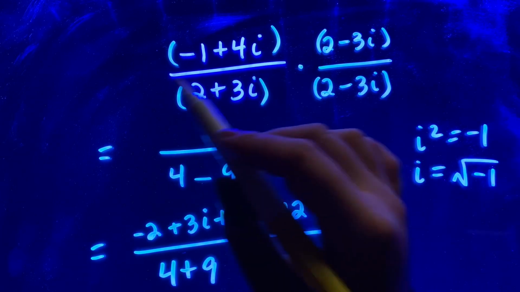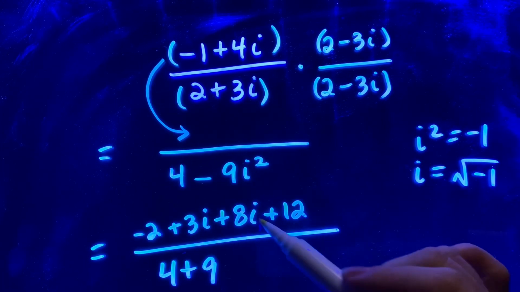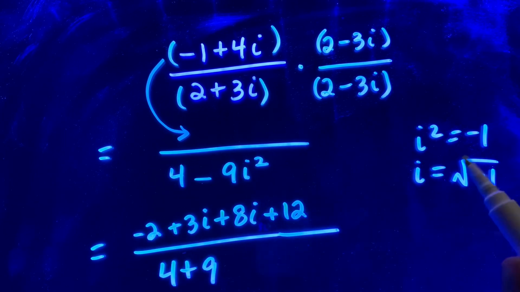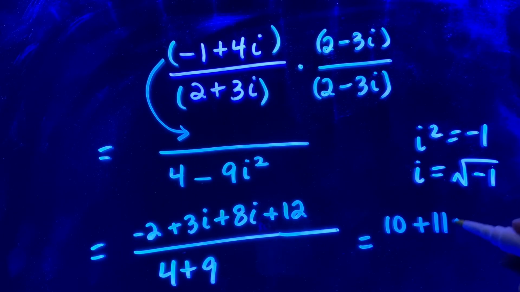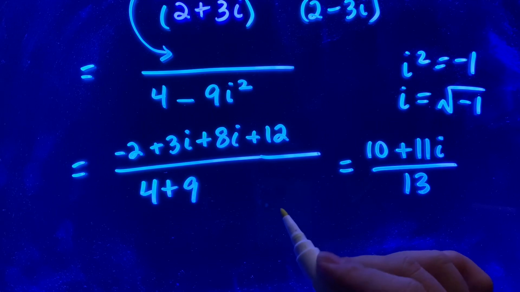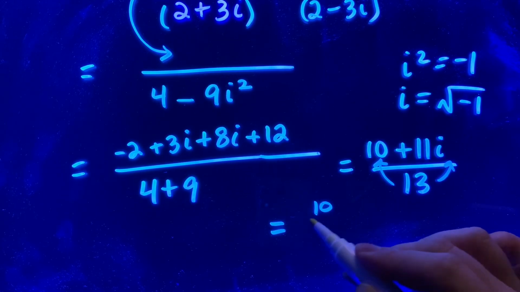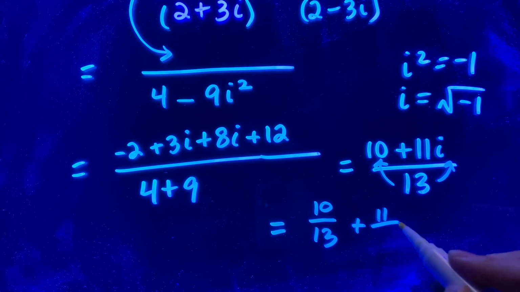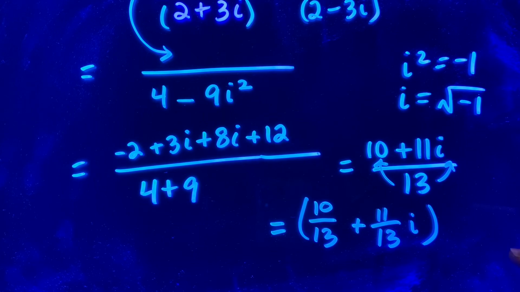I didn't write that numerator part here, so I'll just go ahead and point that out. But here we go. Now combine the real parts. -2 plus 12, 10. 3i plus 8i is positive 11i over 13. And that's it. If you want to write it in the standard form, distribute this 13 here and here. 10 over 13 for the real part, 11 over 13 i for the imaginary part, and that is how we divide.